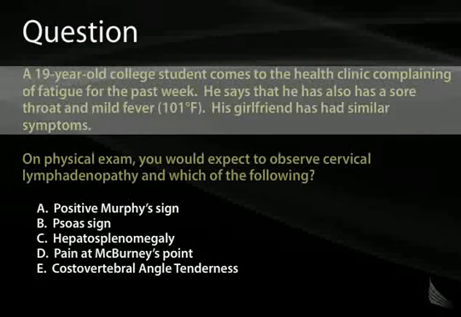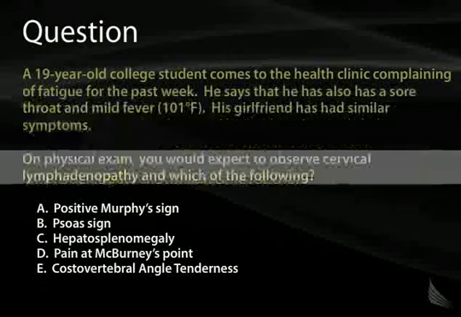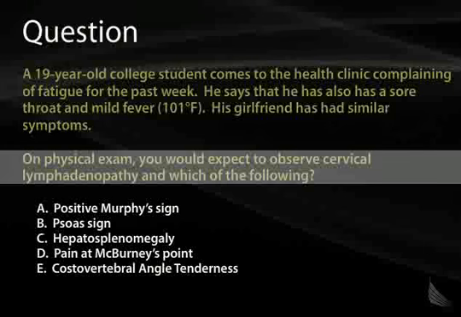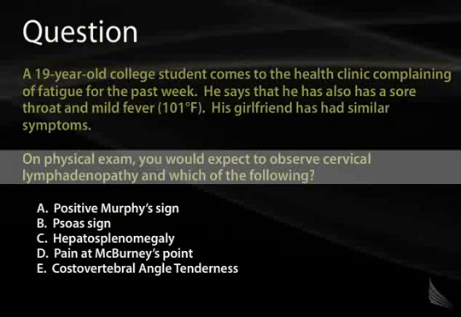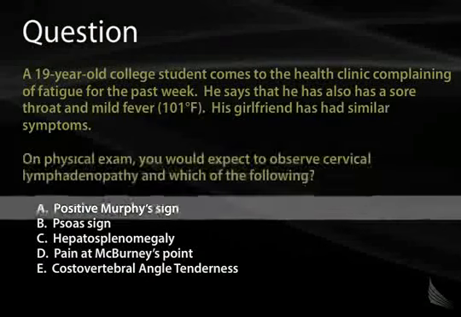Another question, a 19-year-old college student comes to the health clinic complaining of fatigue for the past week. He says that he has also had a sore throat and mild fever to 101 degrees Fahrenheit. His girlfriend has had similar symptoms. On physical exam, you would expect to observe cervical lymphadenopathy, and which of the following? A, positive Murphy's sign, B, psoas sign, C, hepatosplenomegaly, D, pain at McBurney's point, or E, costovertebral angle tenderness.